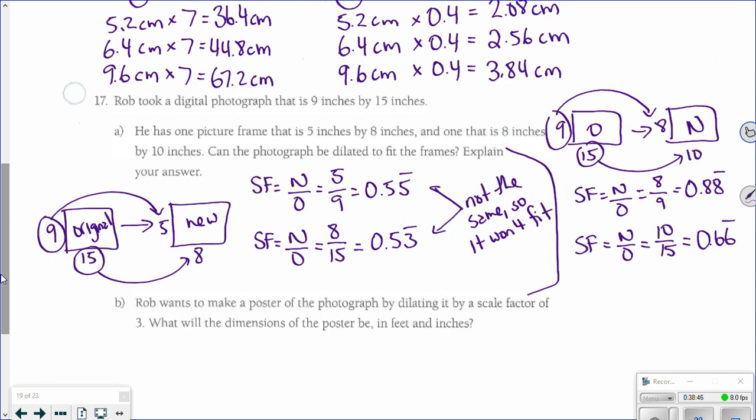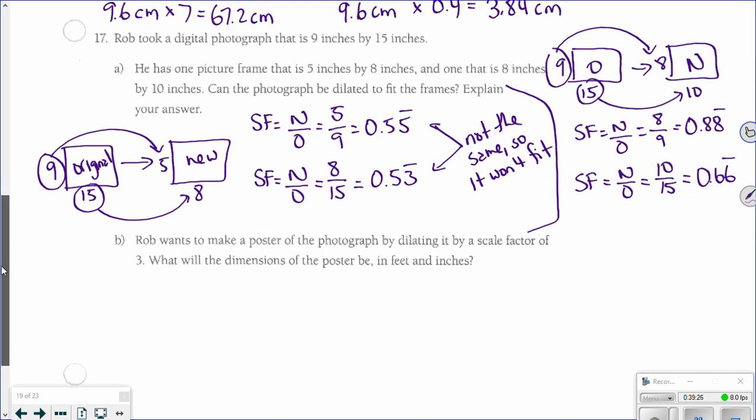If you had to pick one of these frames to use, the 5 by 8 frame is going to be a closer match than the 8 by 10, because the scale factors are very similar for the 5 by 8, the 0.55 and the 0.53. Whereas for the 8 by 10, we've got 0.88 and 0.66, so there'd be a lot of empty space if we tried to use that one, or we'd have to cut a lot off. But in either case, that's what we're trying to figure out. If the scale factors are exactly the same in both cases, then it's going to be an exact match. It's just going to be bigger or smaller.